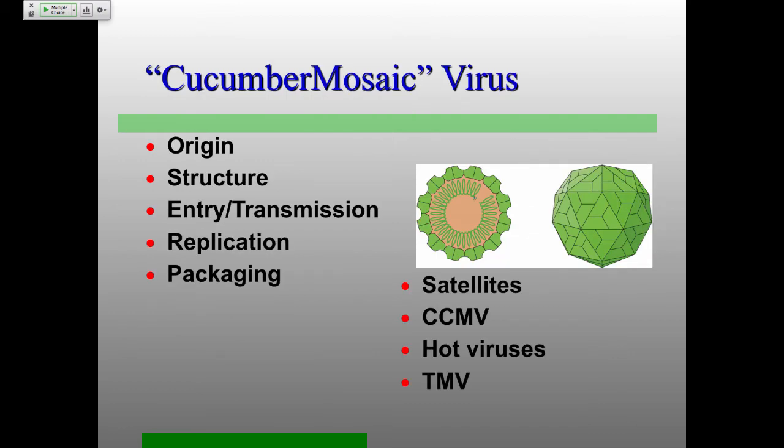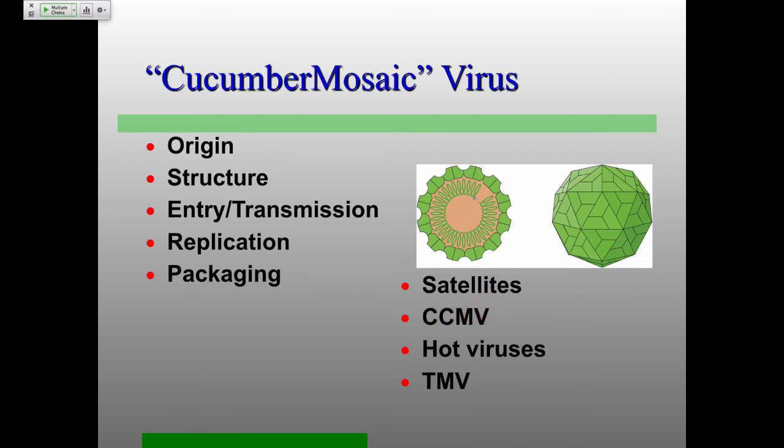So Cucumber Mosaic virus. It turns out that Cucumber Mosaic virus is sort of the classic, best studied of these viruses, and most of the chapter in your textbook talks about it. So we'll talk about where it came from, what it looks like, how it gets in, then the replication and packaging thereof. Oh, actually, I deleted this thing on the satellite, so you can chalk that out of your notes. And then we'll talk a little bit about cowpea chlorotic mosaic virus.